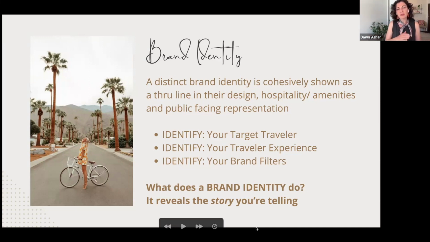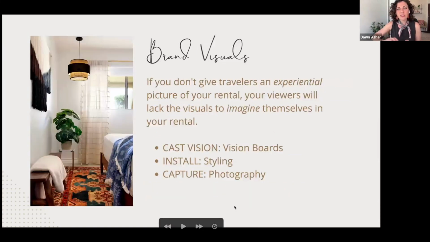Because it actually reveals the story you're telling. It's like the story that's said without words, right? And you will be using a lot of words in your listing description and your social media and all of that. But even before that, if we're just talking visually, there are unspoken rules happening along the way. There is a story you're telling, whether you're trying to or not. And so once we start to figure out what your brand identity is going to be, that's when we can get into your actual brand visuals.